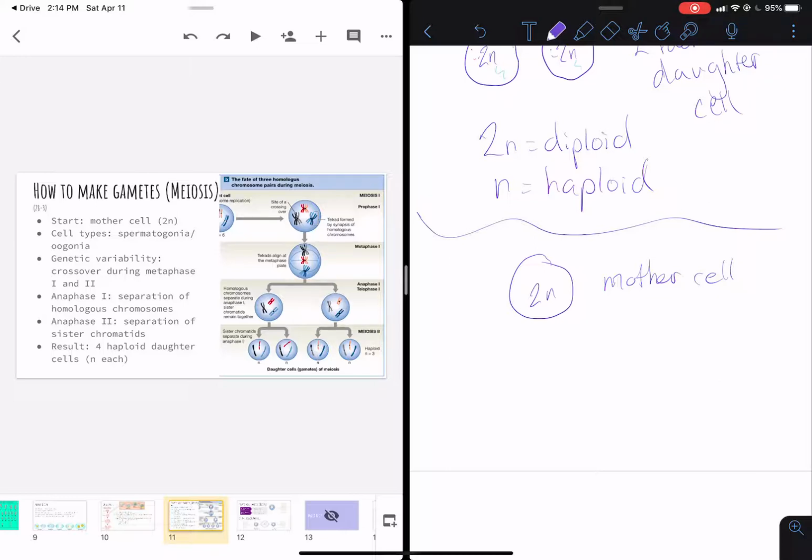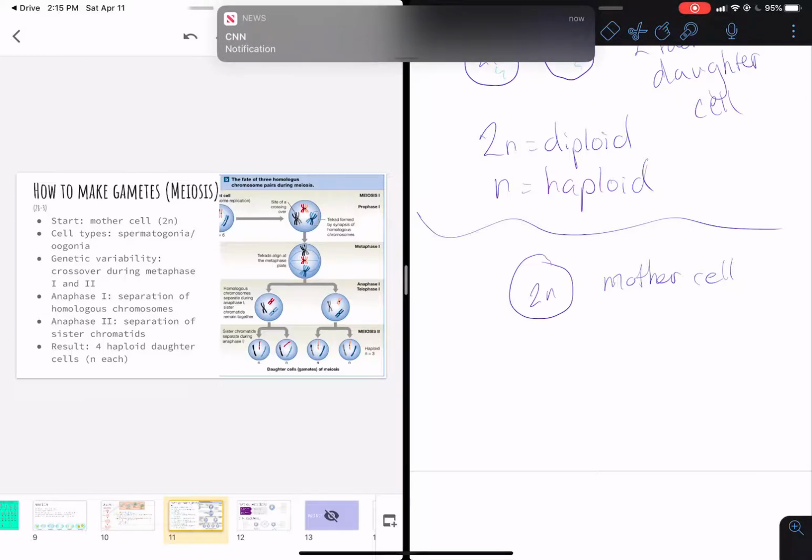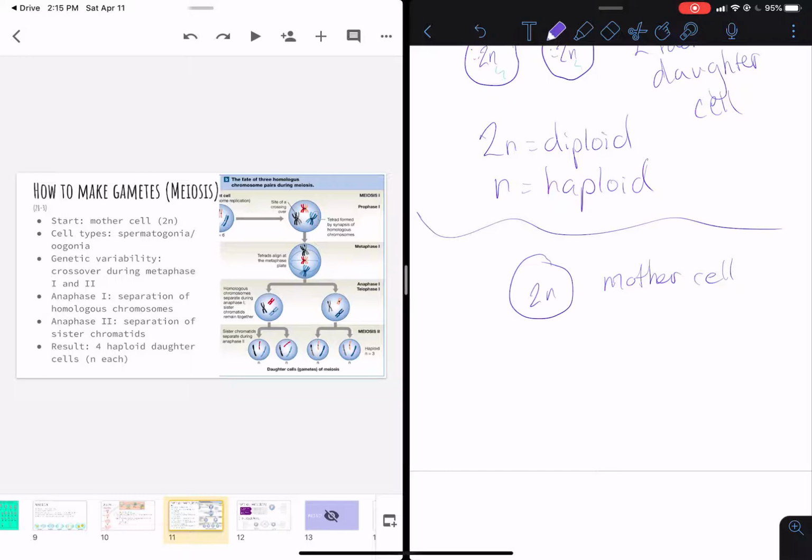And that, therefore, we're going to have prophase 1, prophase 2, metaphase 1, metaphase 2, and so on. So we're going to have crossover happening twice, once in metaphase 1 and once in metaphase 2. During anaphase 1, we separate homologous chromosomes. That's different than what we talked about in mitosis. Then in anaphase 2, we separate sister chromatids. That's the same as what we talked about in mitosis. And then the final end result is we end up with 4 haploid daughter cells. They're all going to be 1N each.